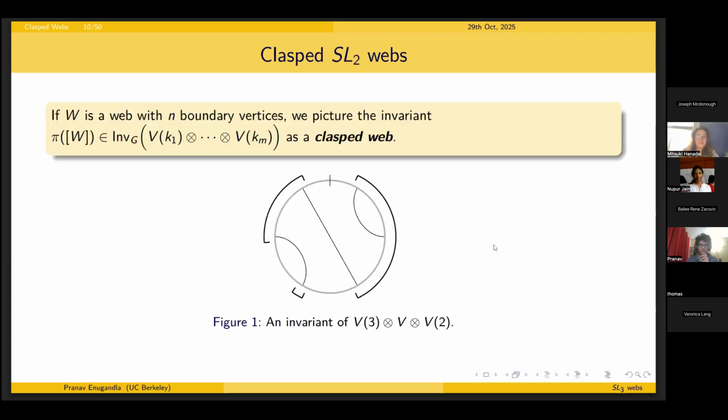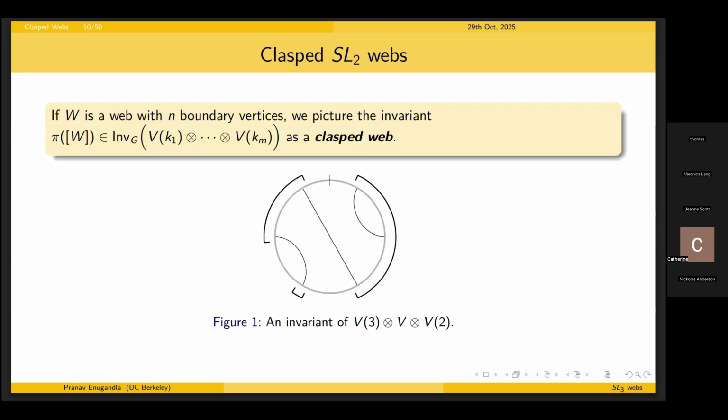So if you're here to look at just the graphs, this is what a clasped web looks like. I have these clasps on the outside, which are just telling me which boundary vertices I should clump together. So this is just like a regular web, or like a non-crossing matching with the extra decoration of the clasps on the outside.